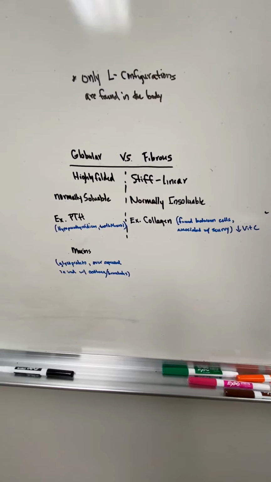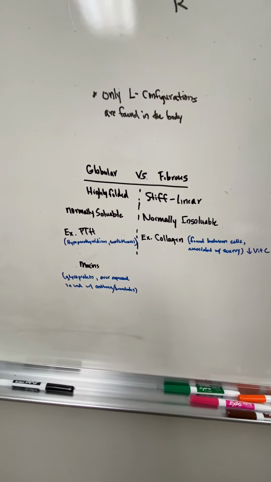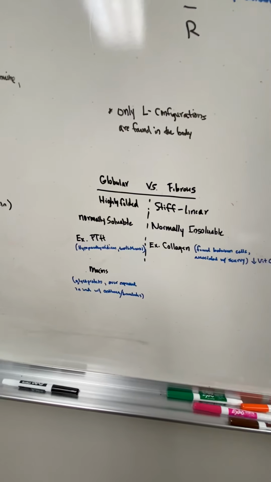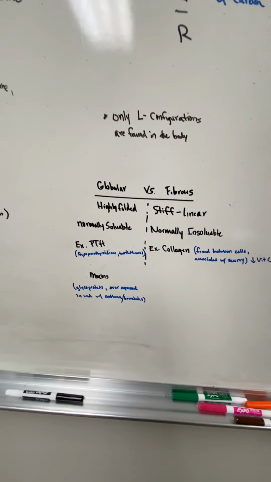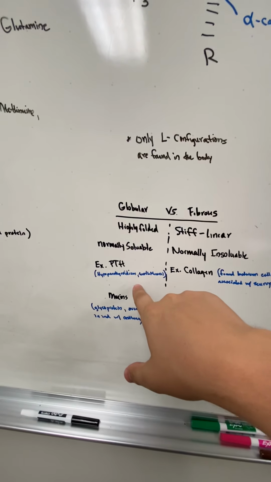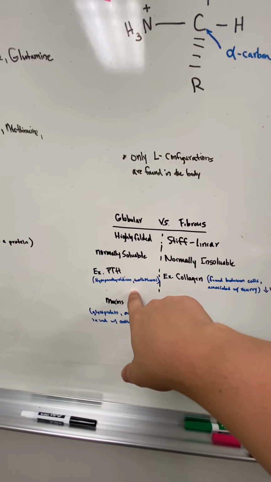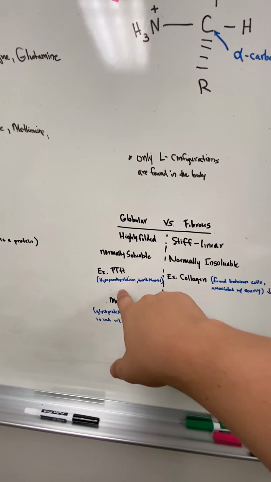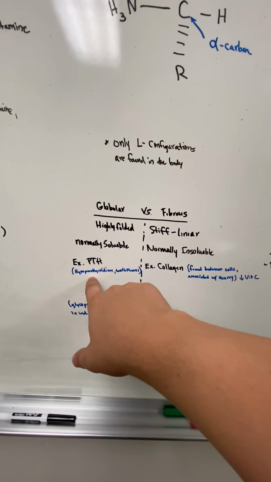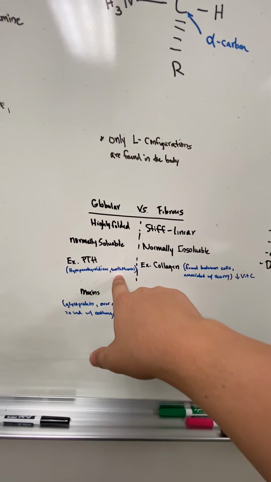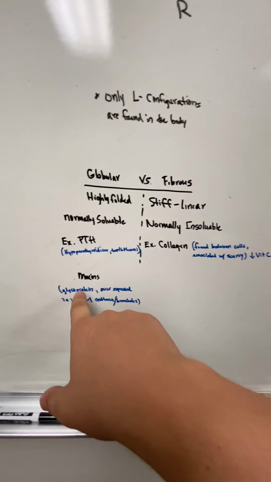Globular versus fibrous. Globular is highly folded. Fibrous is stiff and linear. Globular is normally soluble, and fibrous is normally insoluble. And they gave us 3 examples. They gave us the parathyroid hormone. And so the disease associated with it is hypoparathyroidism, and that just deals with how the tooth mineralizes. I'll stay on the globular.